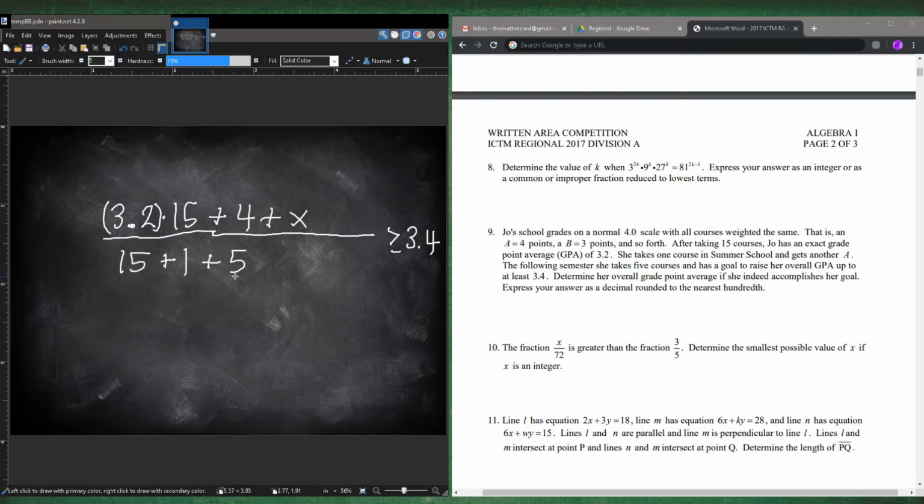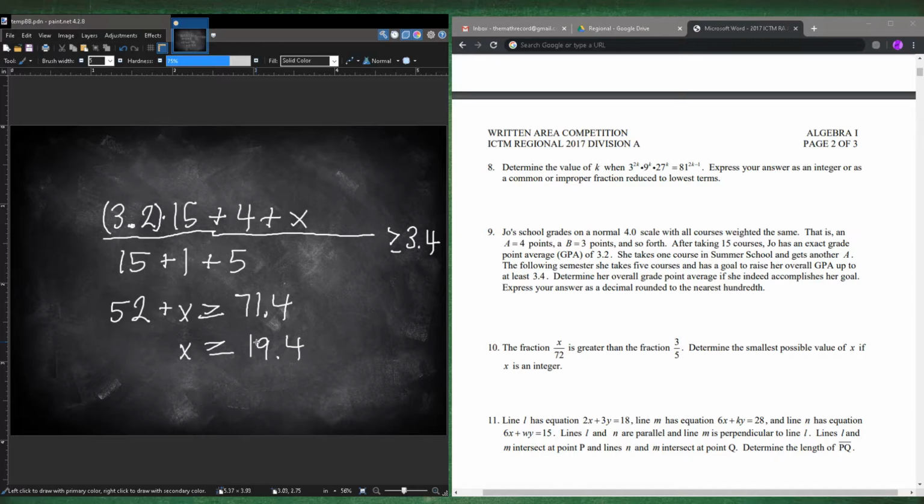So 3.4 times 21 is equal to 71.4. And then we have 3.2 times 15 plus 4, that's 52. So we have 52 plus x has to be greater than or equal to 71.4. So x has to be greater than or equal to 71.4 minus 52. That gets you 19.4. Okay.